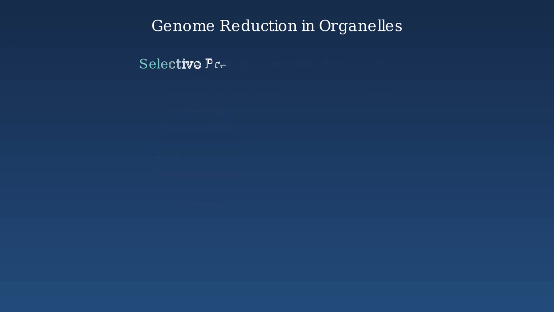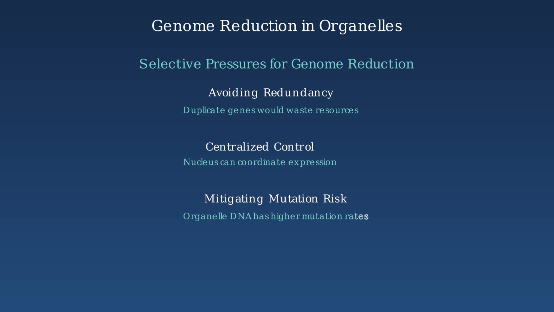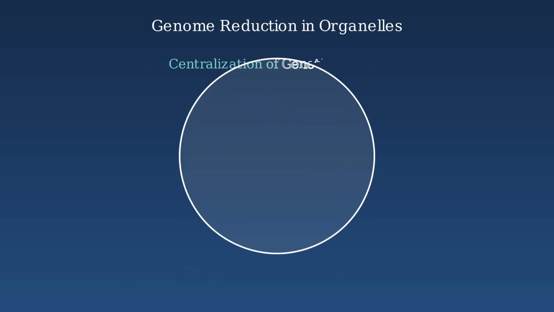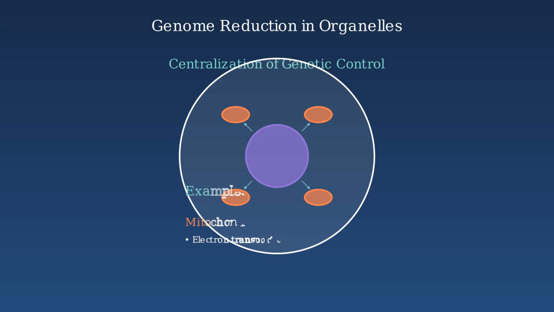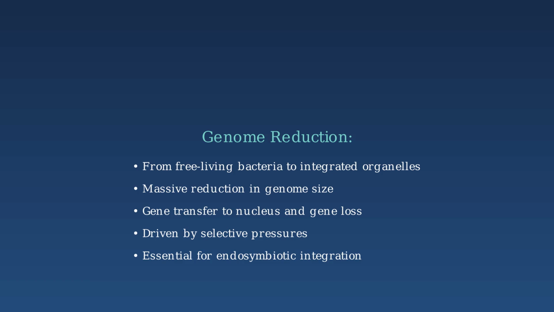Several selective pressures drove this genome reduction. One major pressure was the need to avoid genetic redundancy. Centralizing genetic control in the nucleus allows the cell to coordinate gene expression more efficiently. Despite extensive genome reduction, organelles still retain some genes. These are often essential for their function or difficult to relocate. Genome reduction in organelles represents a major evolutionary adaptation that has allowed the integration of former free-living bacteria into eukaryotic cells.